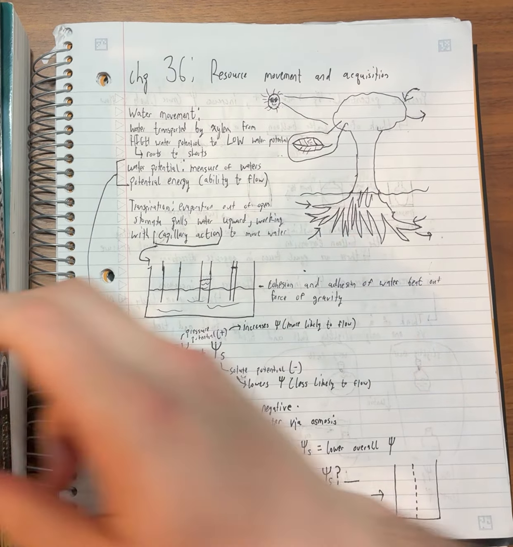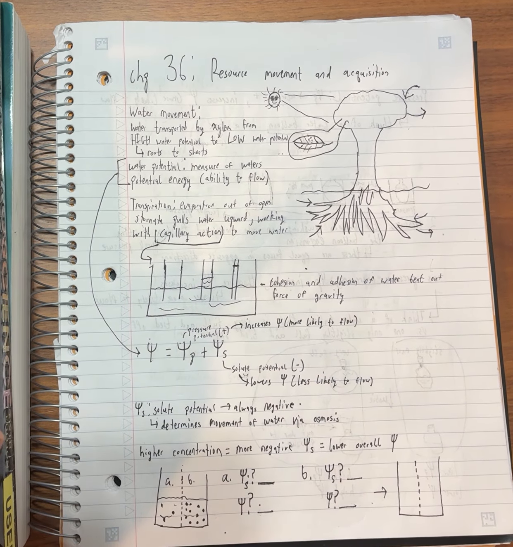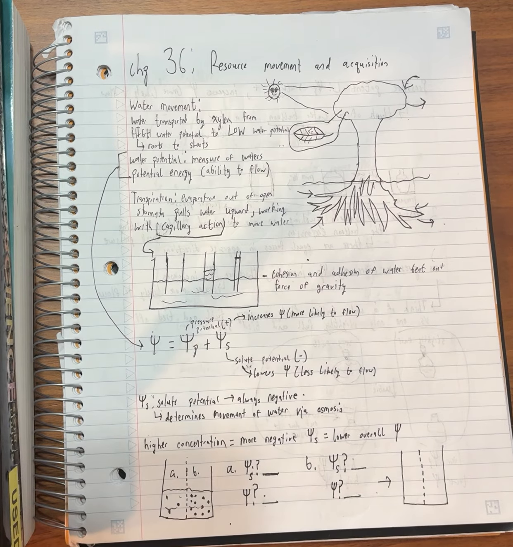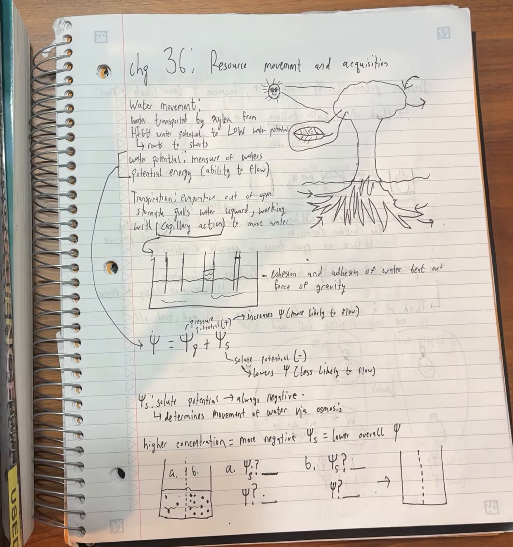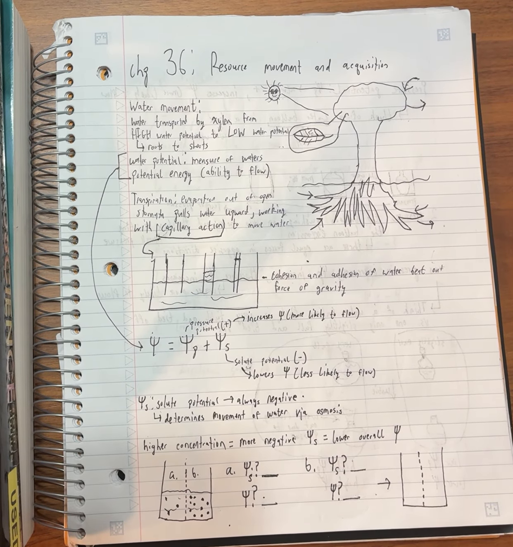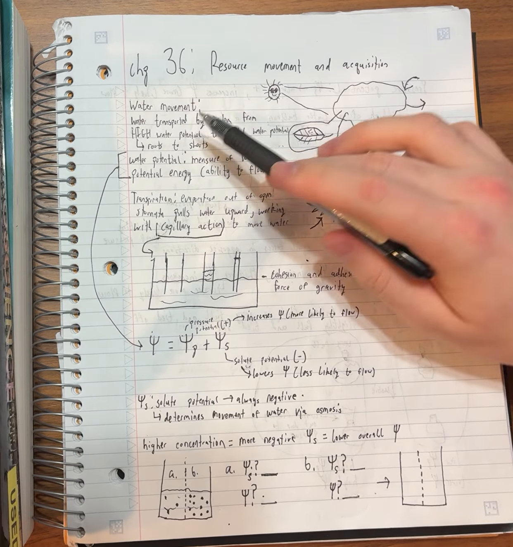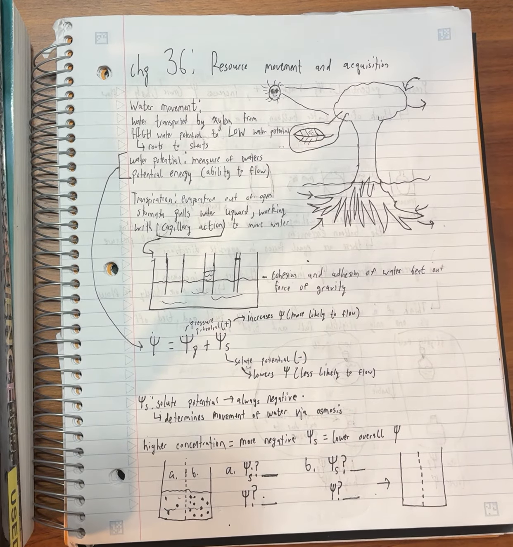All right, everybody, here we are, chapter 36. This is going to be resource acquisition, movement, and water potential. This one's a doozy, so we're just going to get right into it. So we're going to start by talking about water movement.